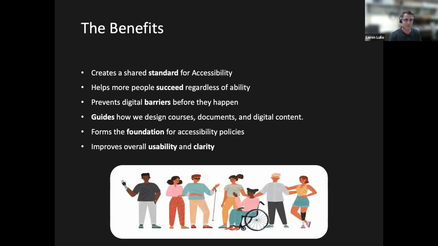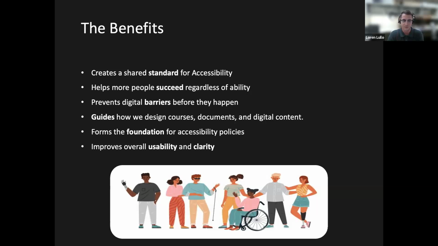Some of the benefits, a little bit redundant here: it creates a shared standard for accessibility, helps more people succeed regardless of ability, and prevents digital barriers before they happen. So if we meet these digital accessibility guidelines, we can be accessible before people even get to ASU, and present ASU as an accessible place that would be welcoming. It guides how we design courses, documents, and digital content. I'll talk about this a little bit on a future slide.